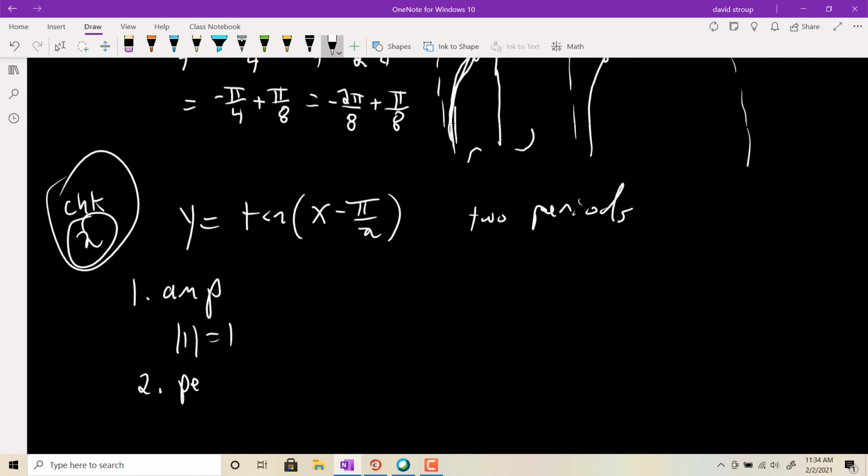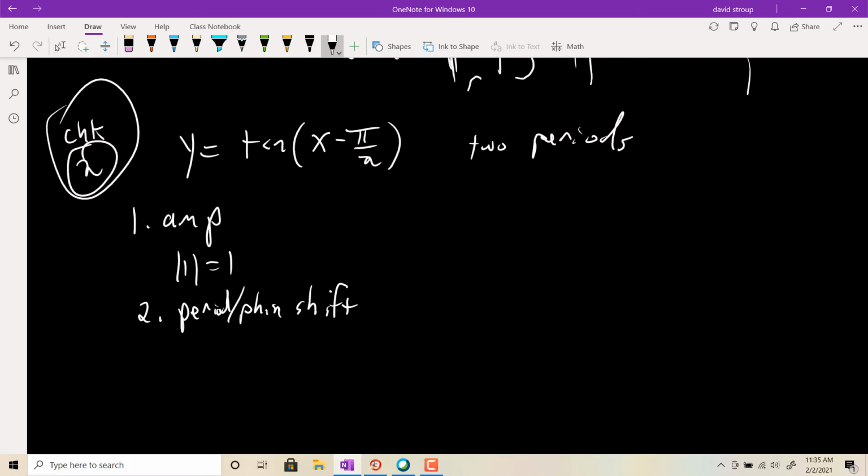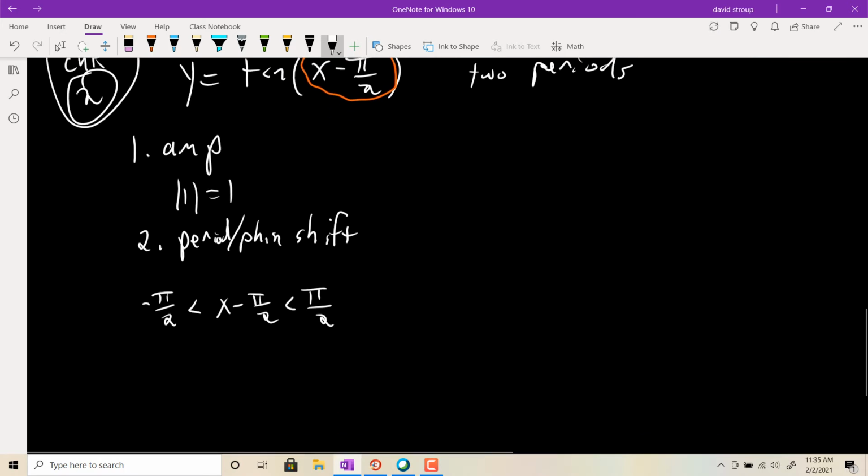Secondly, then the period and the phase shift, so to speak. I don't know if the book uses the words phase shift in this context, but just for the sake of sanity, I'm going to use the same words as we introduced before. So again, what you're doing is taking the guts of the function, and for tangent, we have to wedge it in between negative pi over 2 and pi over 2. So we need to solve for x then, so we're adding pi over 2 to all 3 sides.